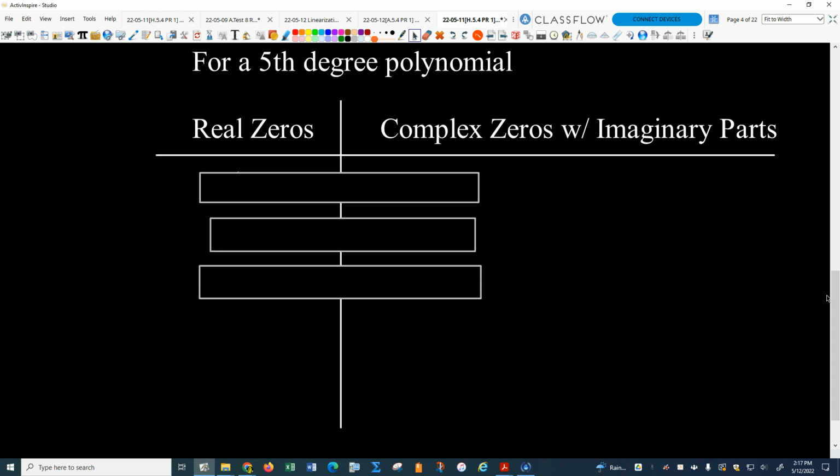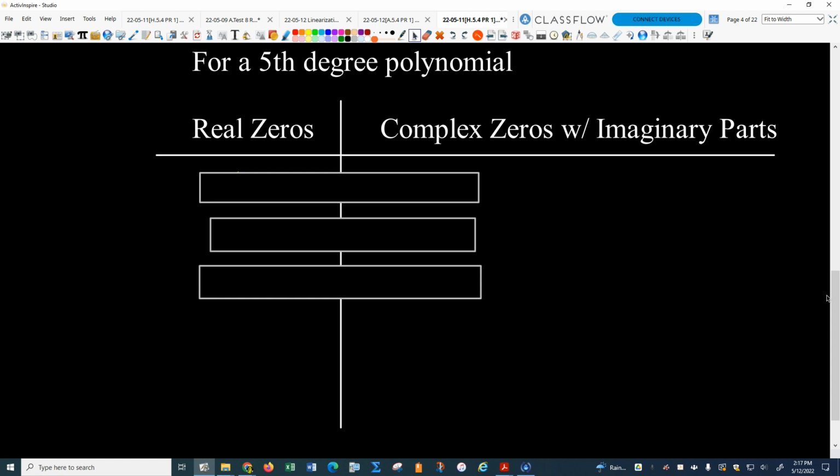First of all, 5. Absolutely. We know we've got 5 solutions, just that some of them might be imaginary, right? Okay, what are the possible outcomes here? I want you to tell me, what are the possible combinations of real zeros and imaginary zeros? What number of each type could I possibly get? What's one outcome that would work?